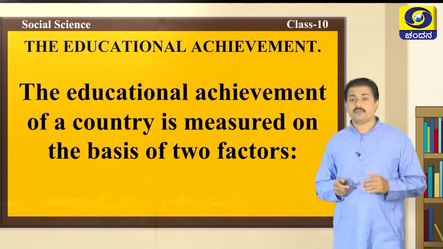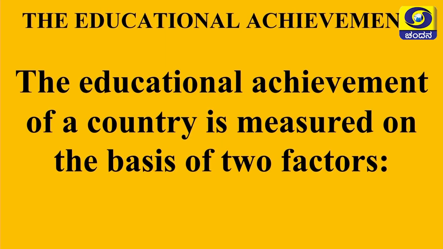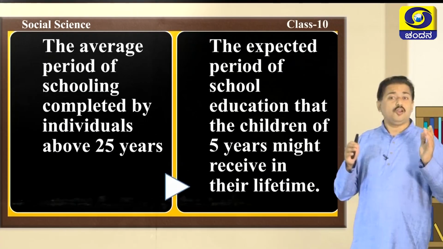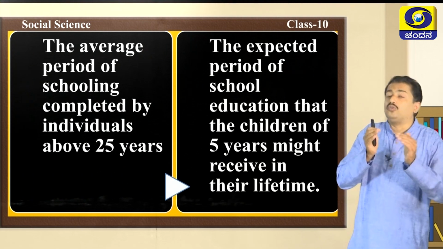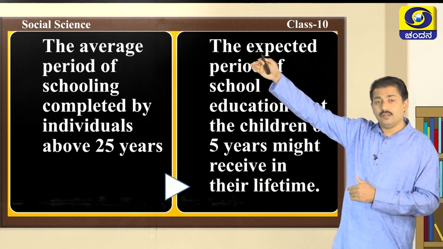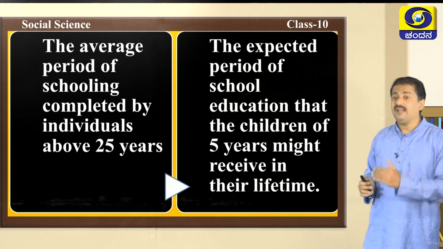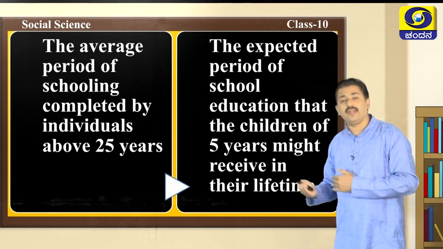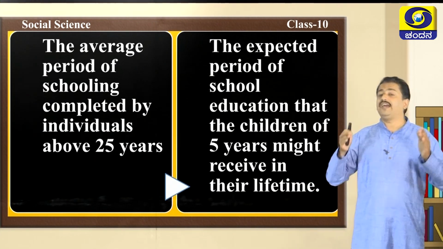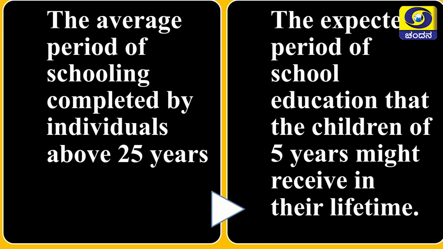Let us continue. The educational achievement of a country is measured on the basis of two factors. Which are those? First of all, the average period of schooling completed by individuals above 25 years. So, first of all, we should take the average period of schooling of those who are above 25 years. So, that is one category. Secondly, the expected period of school education that children of 5 years might receive in their lifetime. This is another way. By considering this, we can measure the educational attainment in a nation.